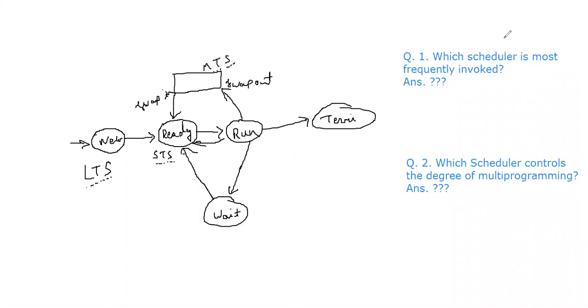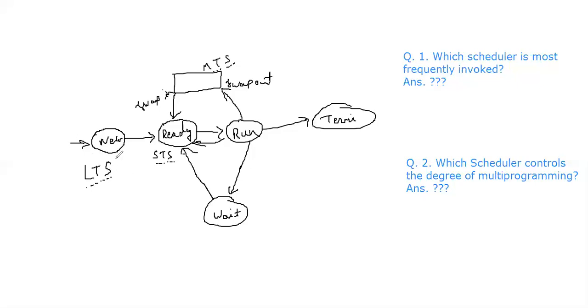So students, in previous lectures, we had picked what is scheduler, what is dispatcher. We had identified that there are three kinds of schedulers: long-term scheduler, short-term scheduler, mid-term scheduler. So let's have one quick review, and then I have two questions, and we will pick what is the answer of these questions. So, what is long-term scheduler and where does it work?